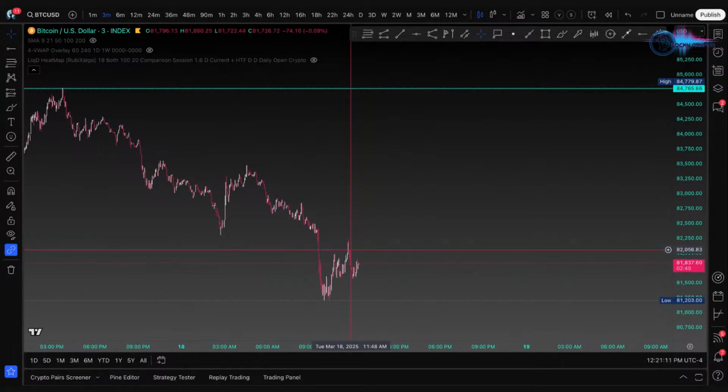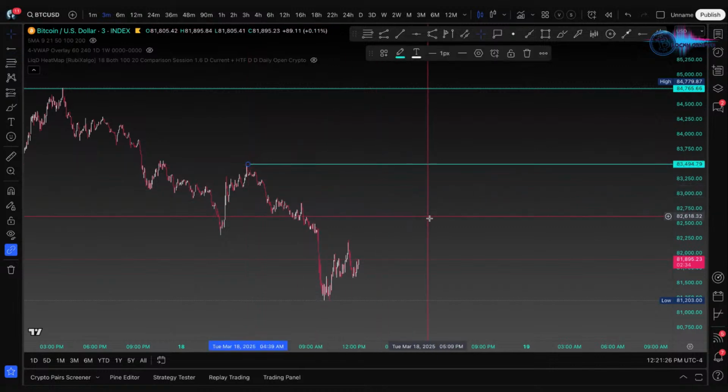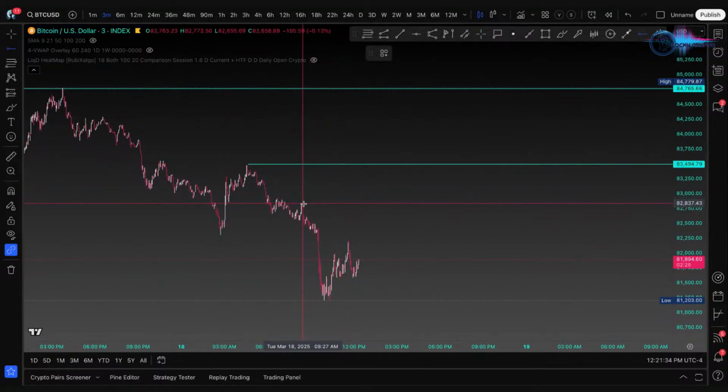No cuts. We need to see the dot map. Oh, the dot. Oh, gotcha. So for me, I'm looking at this high here getting broke. This high here getting broke. And these are lower time frame. This is the 3-minute.